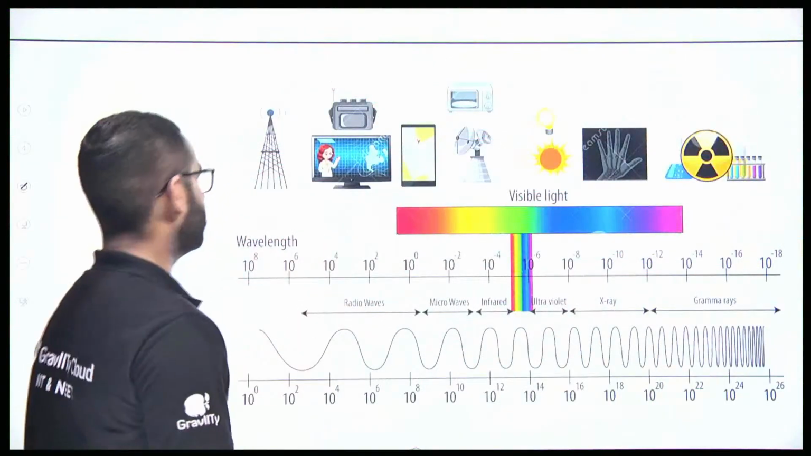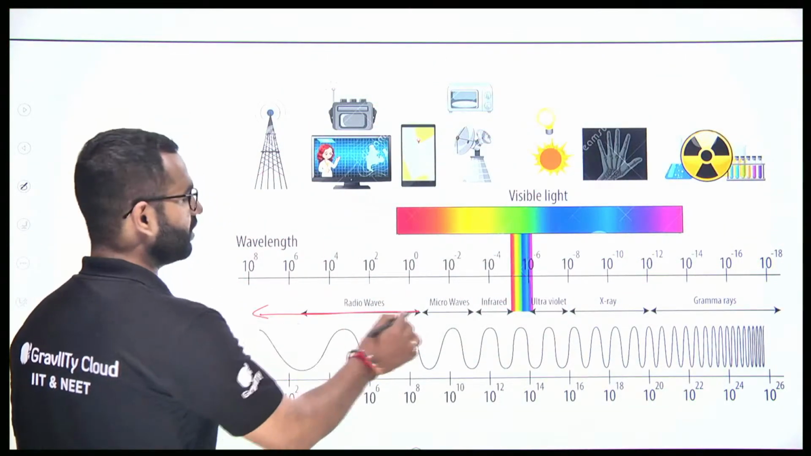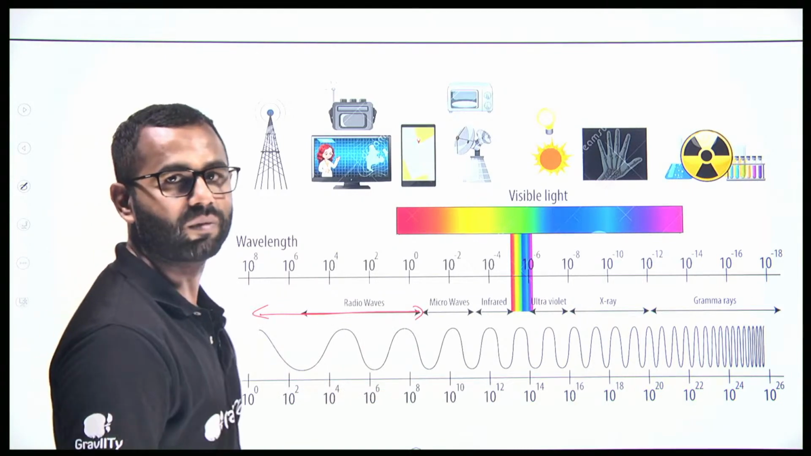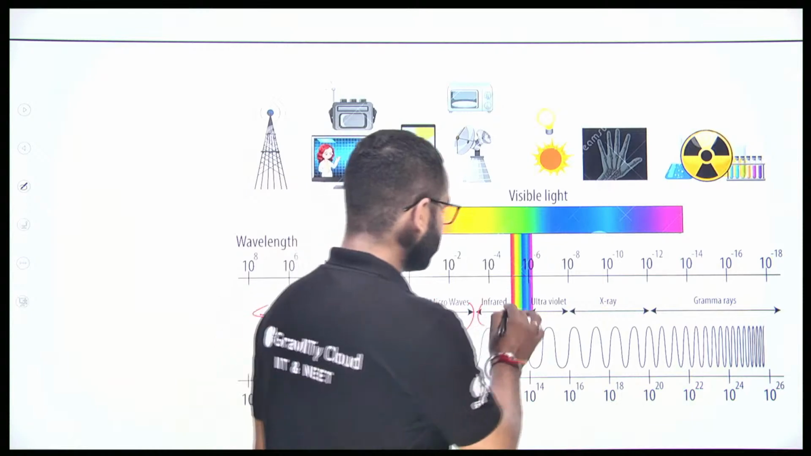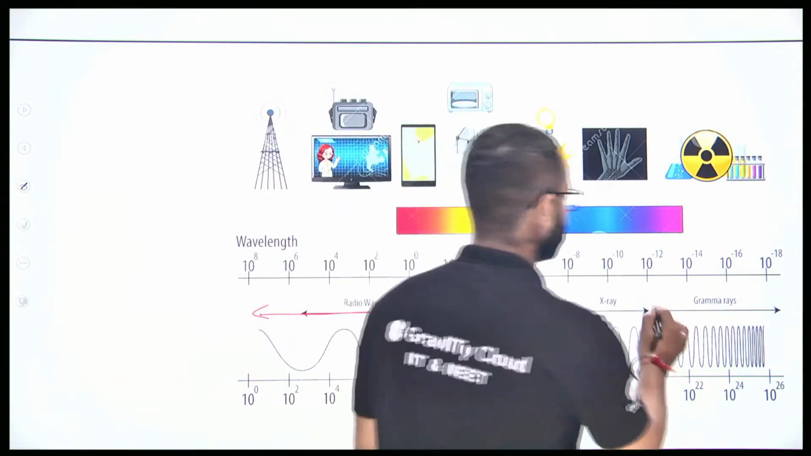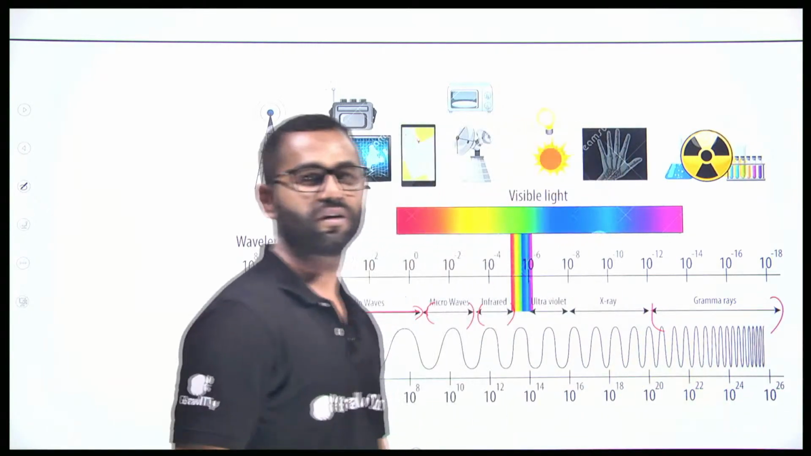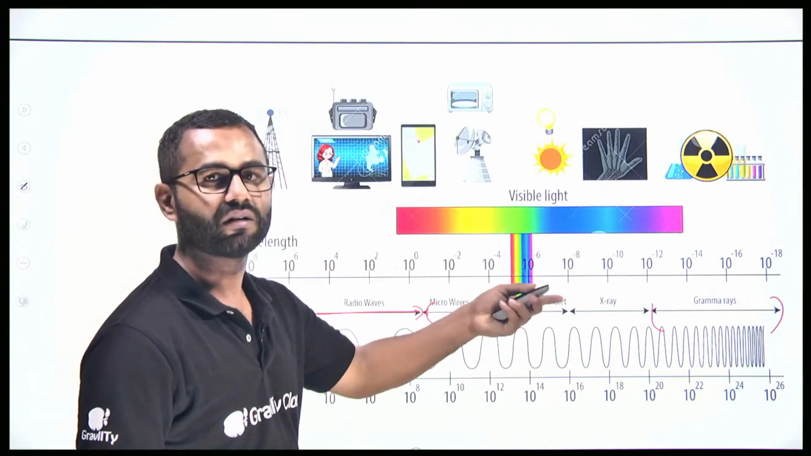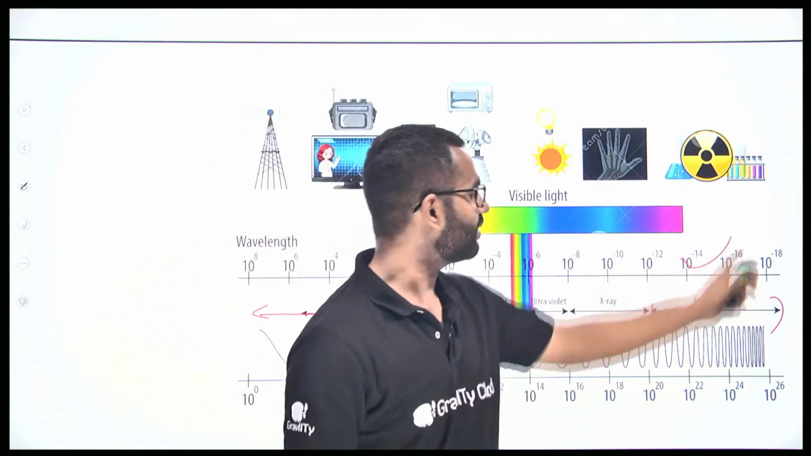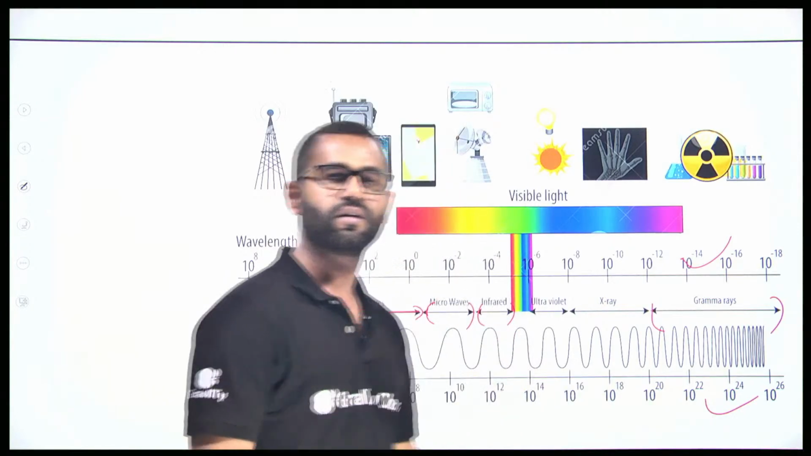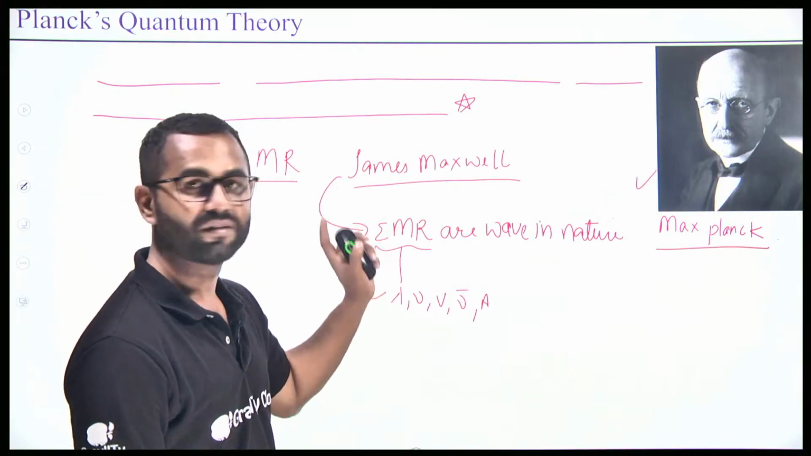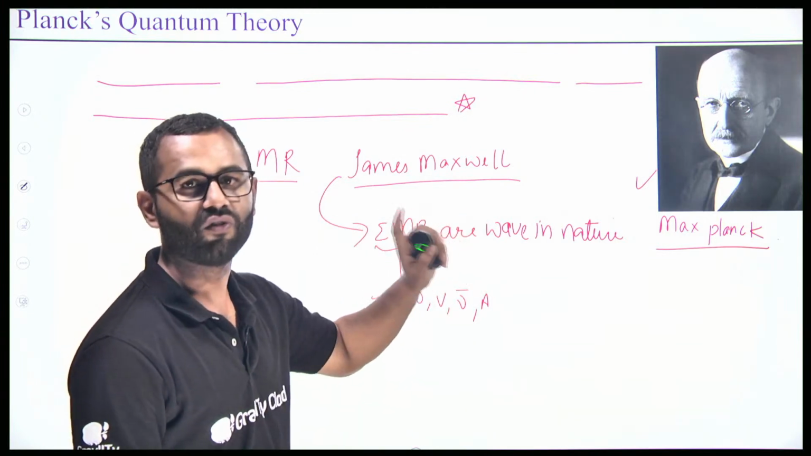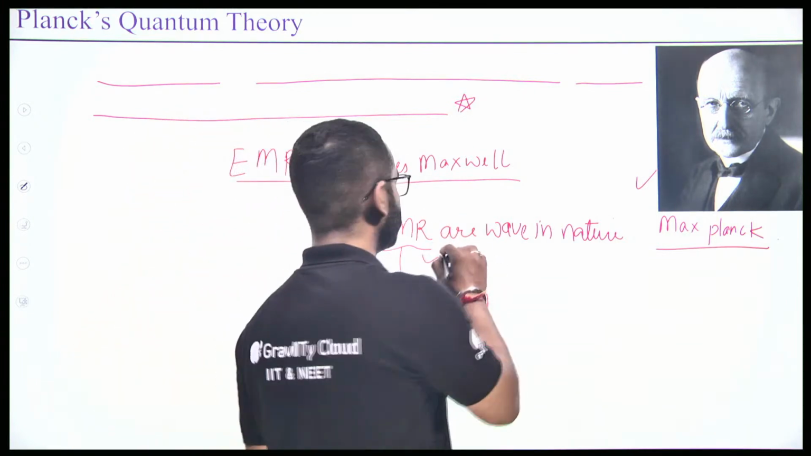You see, this range is a different electromagnetic wave, this range is a different electromagnetic wave, and this range is a different electromagnetic wave, right? How are we differentiating? Based upon their wavelengths and frequency, right? So that means EMRs have wave nature. They are also waves.